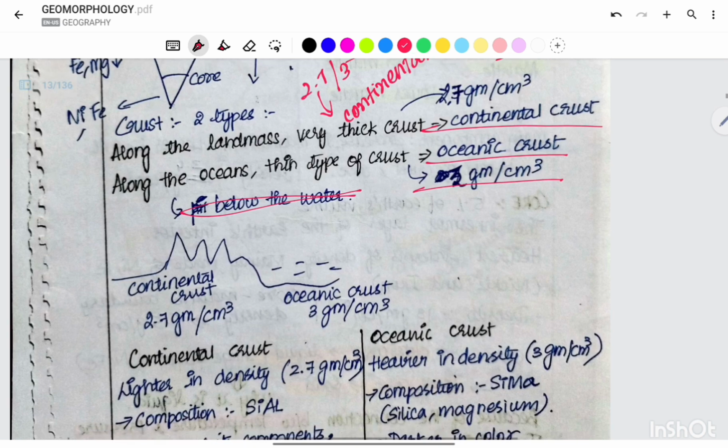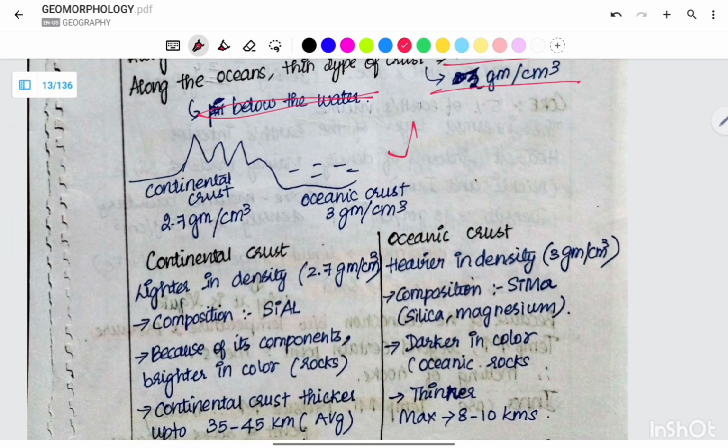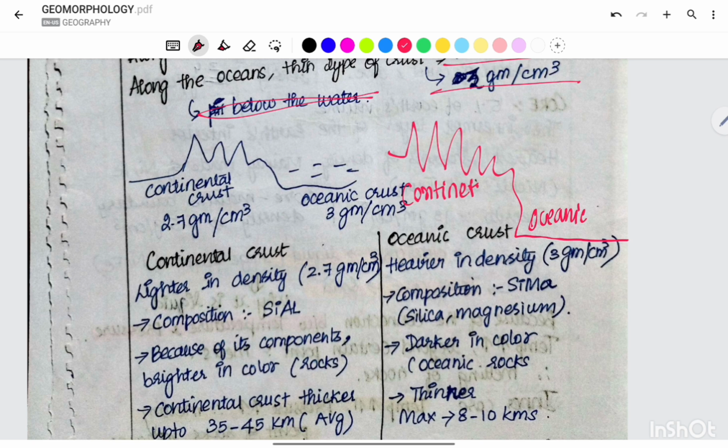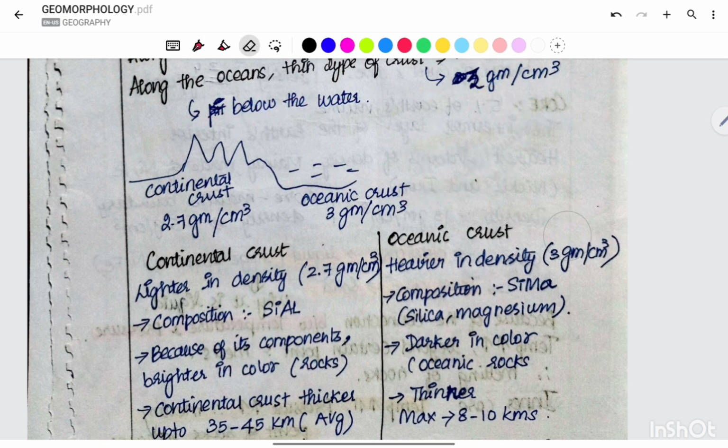From below the water, we have the oceanic crust. The continental crust is lighter and the oceanic crust is heavier, denser. Continental crust and then we have the oceanic crust. So this is the division into continental crust and oceanic crust.